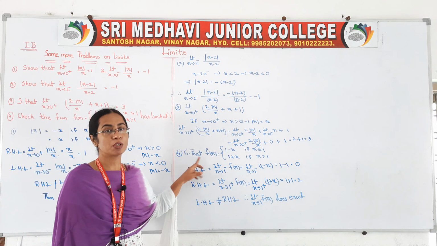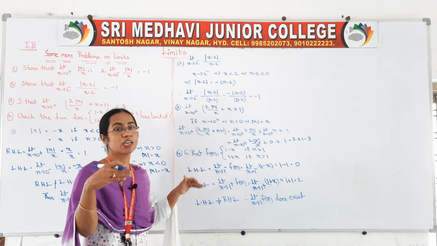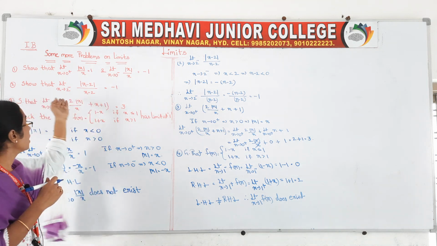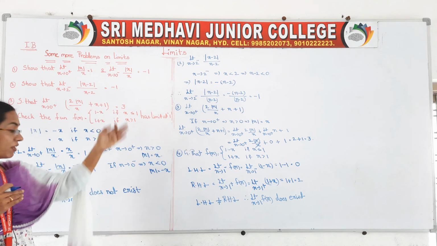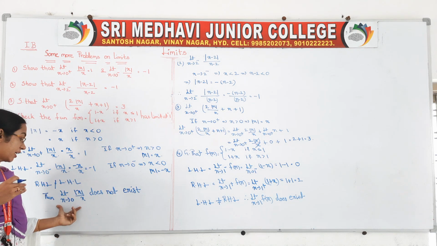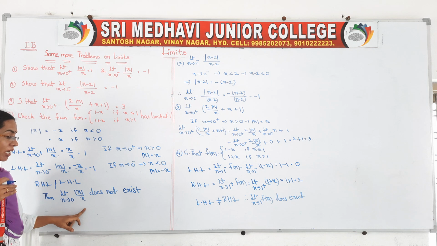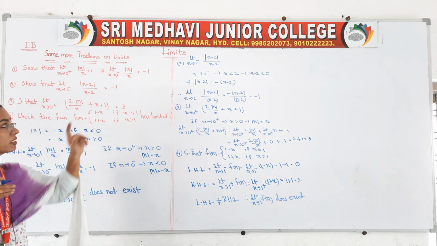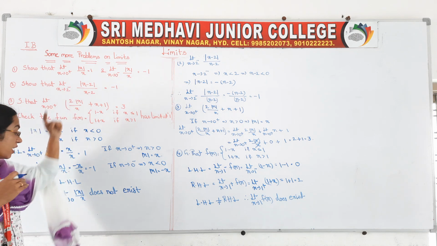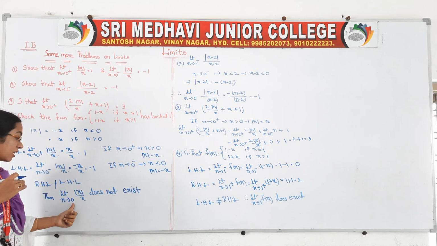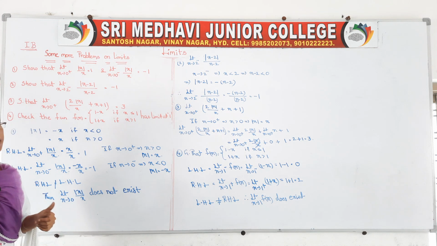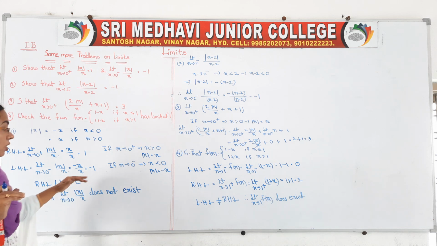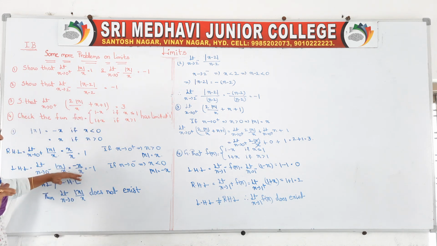You will have some problems like this also. Check whether this function exists or not. See, in the first question also, your right hand limit is not equal to left hand limit. That's why I have taken limit x tends to 0, mod x by x does not exist. This first question can be asked in two ways. One way is this one. Another way is, show that limit x tends to 0, mod x by x does not exist. Like that also they can ask. So if they ask only up to here, you can stop.